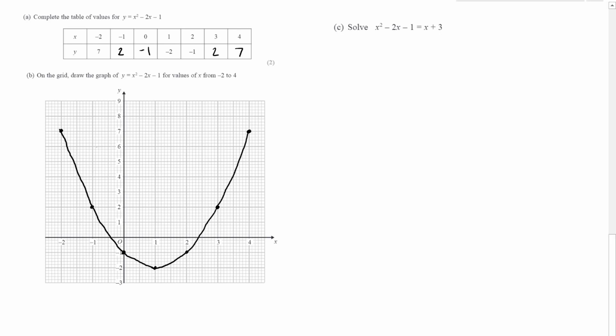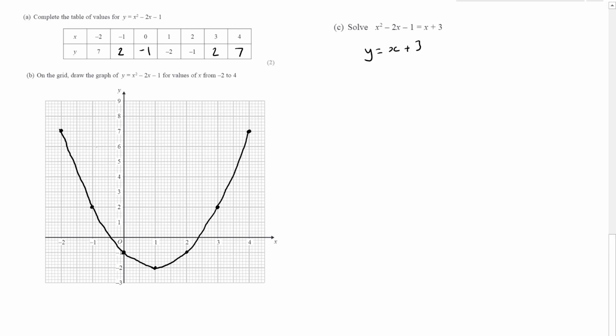But the last part of this question is now asking you not only to draw this, but to now solve this equation where we have x squared minus 2x minus 1 is equal to x plus 3. So what we said in the revision video is if we wanted to solve this equation equal to 0, it would be the point where they pass the line y equals 0. And so what we're saying here is instead of the line being y equals 0, this has to pass through the line y equals x plus 3.